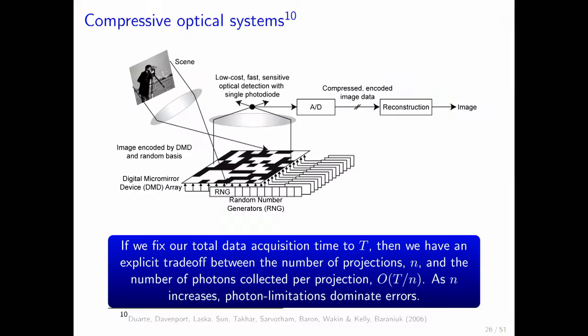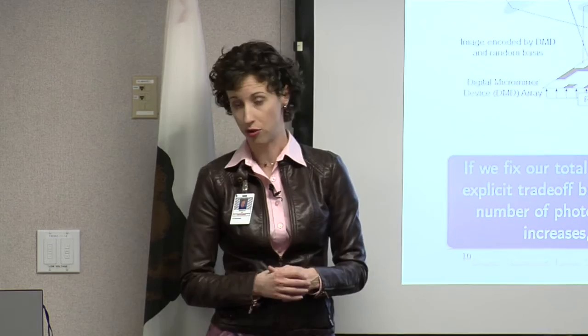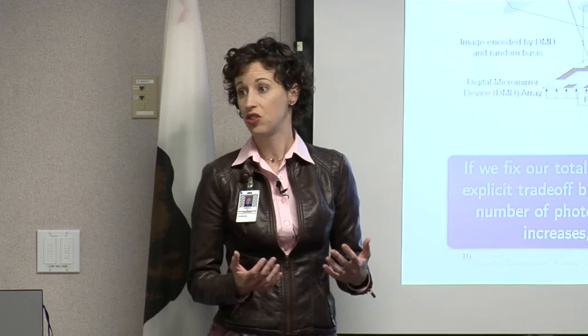So imagine that you've got a total time budget T, let's just say 1 minute, over which you want to collect your image. And now you need to decide, how many different projections should I collect within my 1 minute? Should I collect 10 projections? Should I collect 100, 1,000? If I were to increase the number of projections, then I'm going to increase the noise. And so I've got this sort of question.